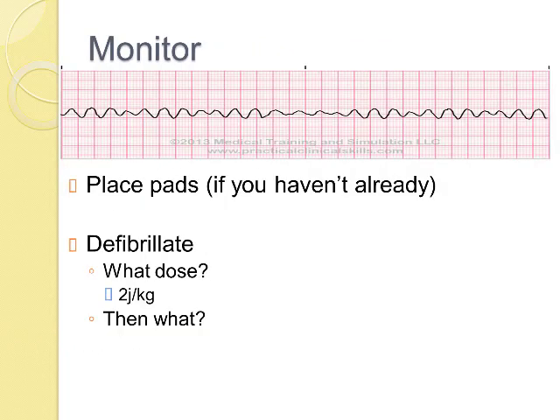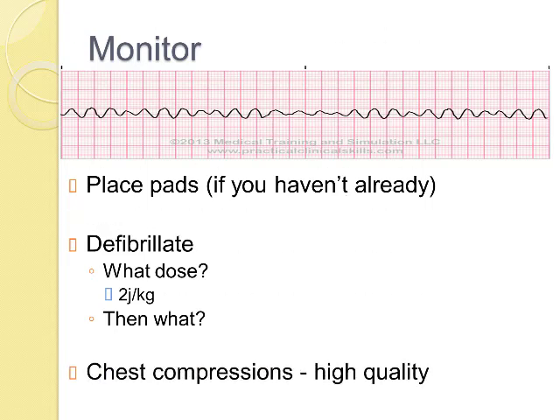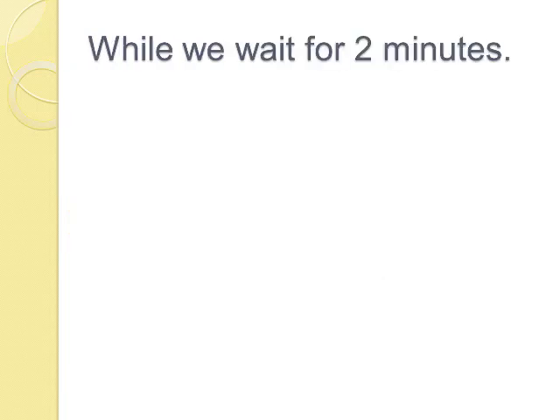Monitor shows a kind of an organized rhythm, but there's no pulse, and it looks like VFib to me. So pads and first initial dose of electricity, so we can defibrillate at 2 joules per kilogram. Then what? Well, of course, we need to start some high quality compressions and do CPR for at least 2 minutes.